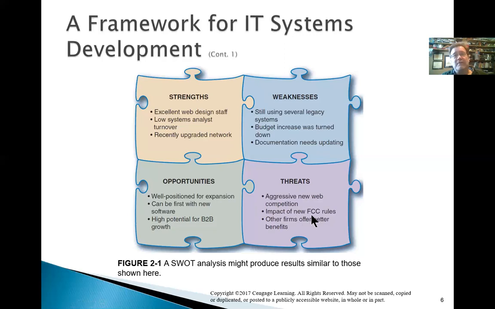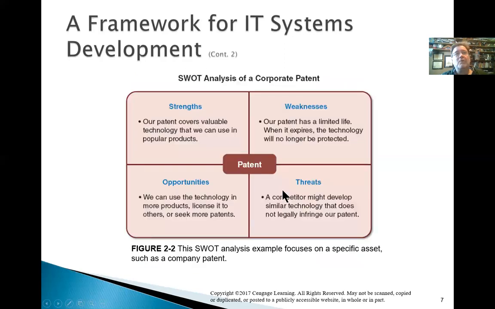I'm assuming we're private, so there's something there. And then other firms offer better benefits. So all I want you to get from this is that strengths, weaknesses, opportunities, threats is a neat tool for you to look at a particular idea and get an idea about whether you should proceed or not, or how things are going.